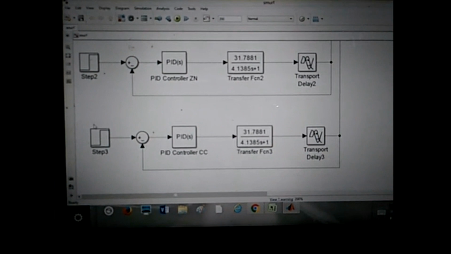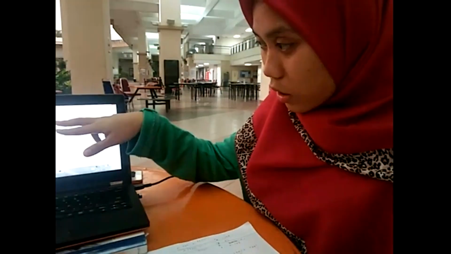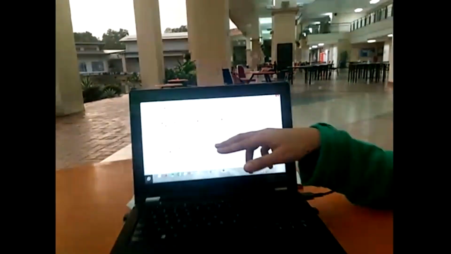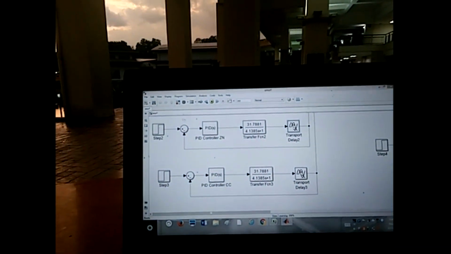So after we calculate this KC, tau I and tau D, we keep them in the PID controller, and yes, this is our transport delay, and the transport delay is 4.4.